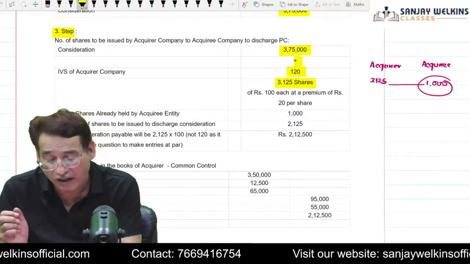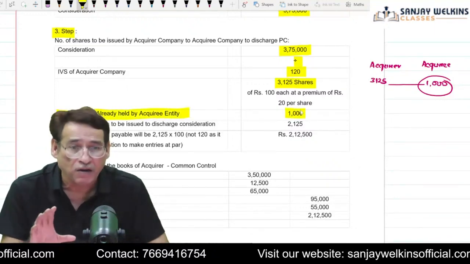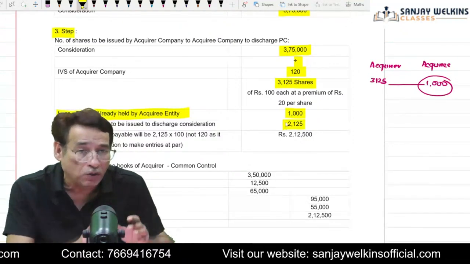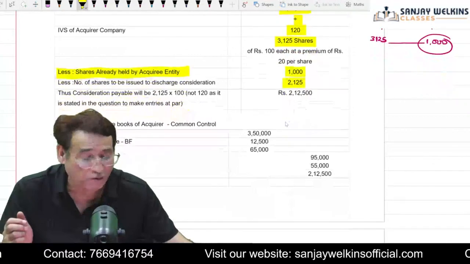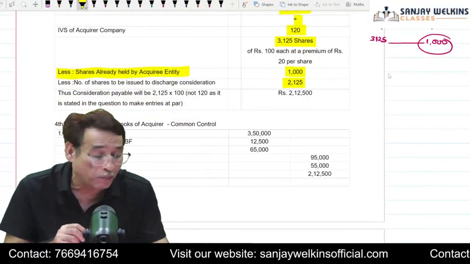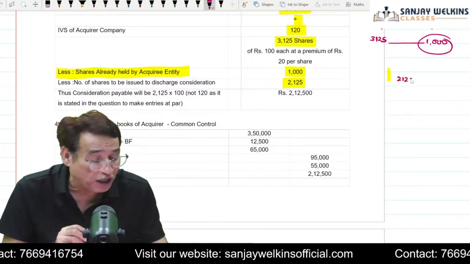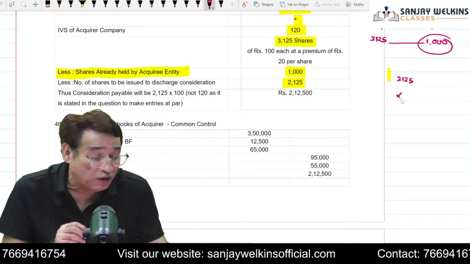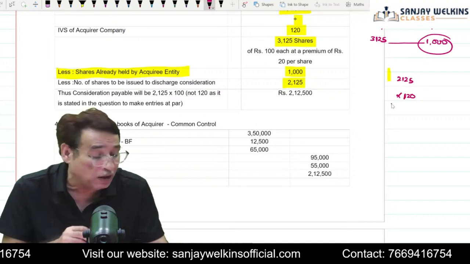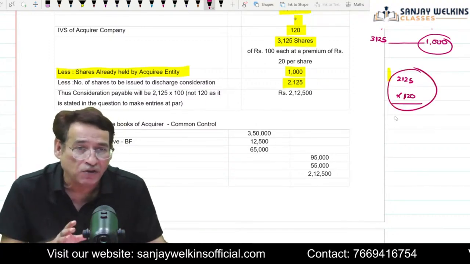So that is why I have written here less shares already held by the acquiree entity. So this will give you the number of shares which you are going to issue now. So now you will have to issue 2,125 shares. Logically, the amount of purchase consideration should be 2,125 into 120, because the intrinsic value of share of our company is 120. So logically, this should have been the amount of purchase consideration.